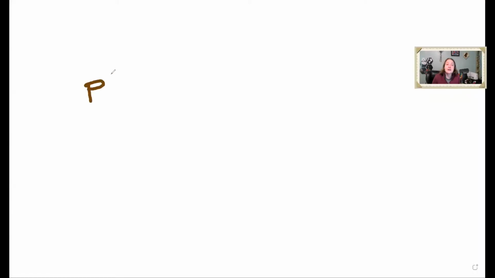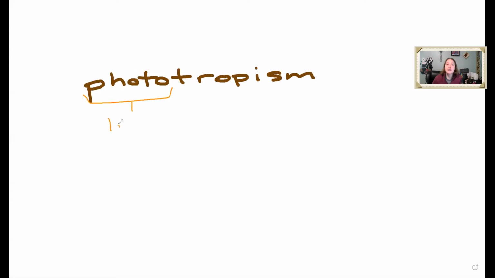This lesson is about a scientific thing called phototropism. I'm going to write that word on the whiteboard so you can see what it looks like. Phototropism. It looks like this. If we take that word and break it down, like we generally do when we're trying to figure out what something means, we can break it into two parts. Photo means light.